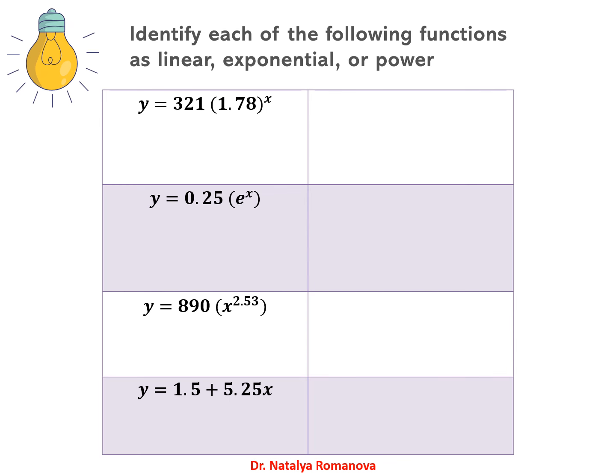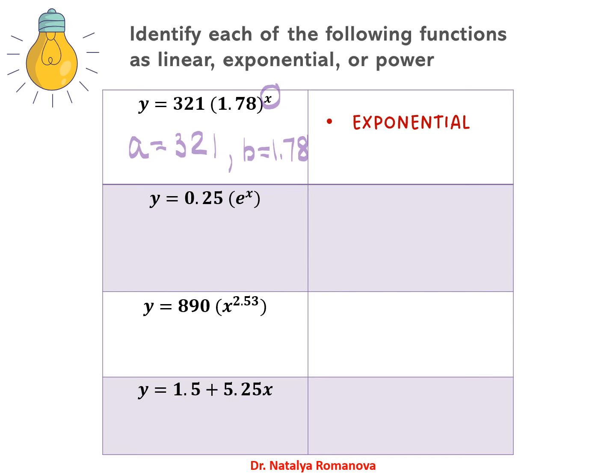First example. Start by looking at where the variable appears. In this expression, the variable is the exponent, which tells us it is an exponential function. The initial value a equals 321 and the exponential growth base equals 1.78. Exponential function.